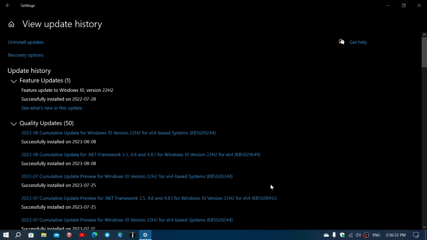Windows message queuing, this is what is critical. Two of them are actually actively exploited in the wild. So this is what really needs to be fixed first.